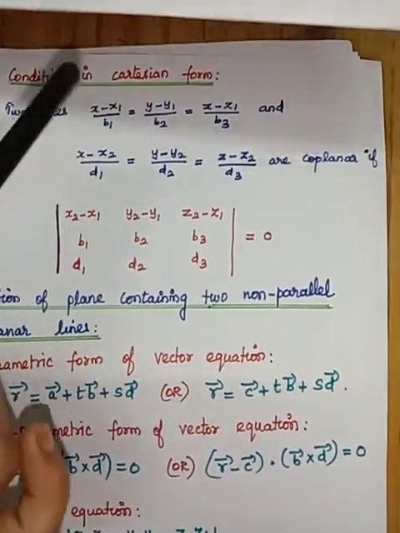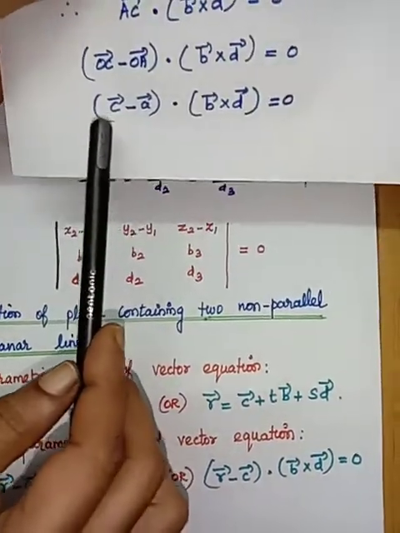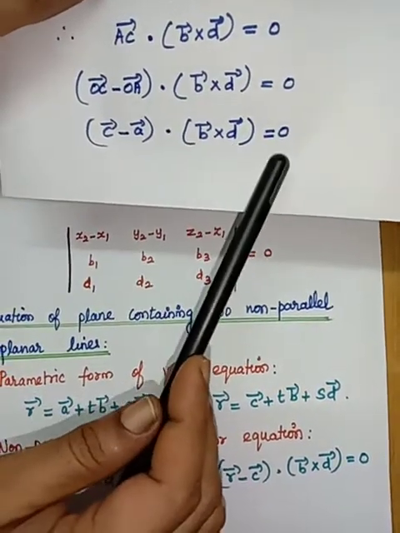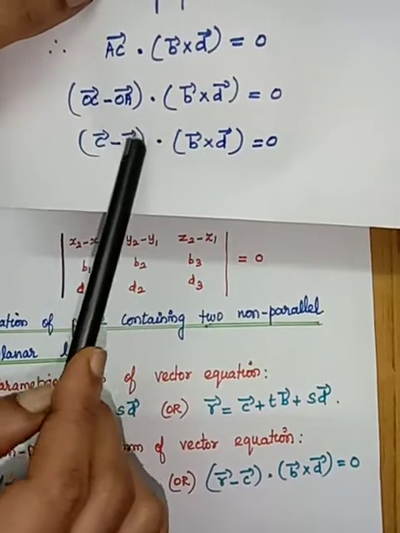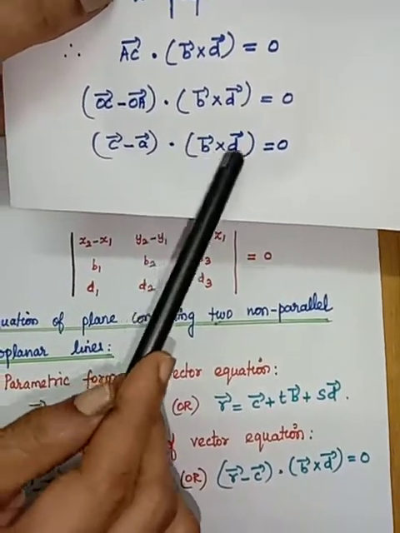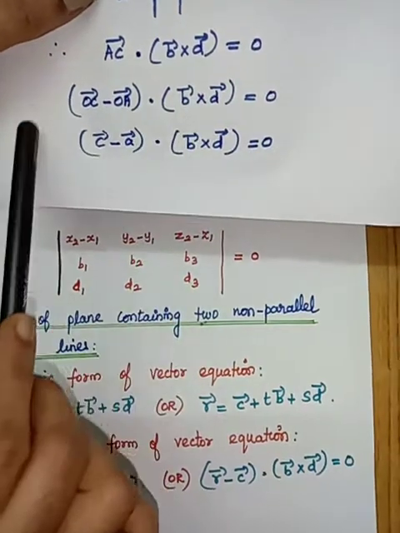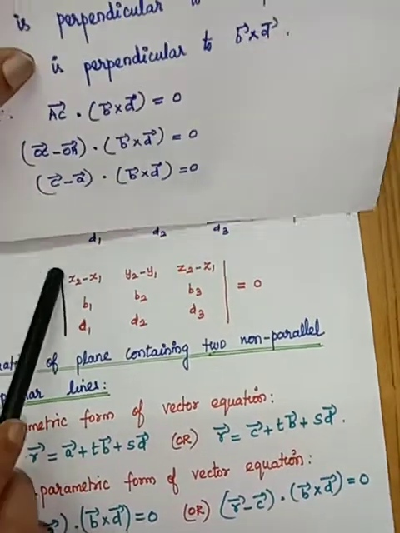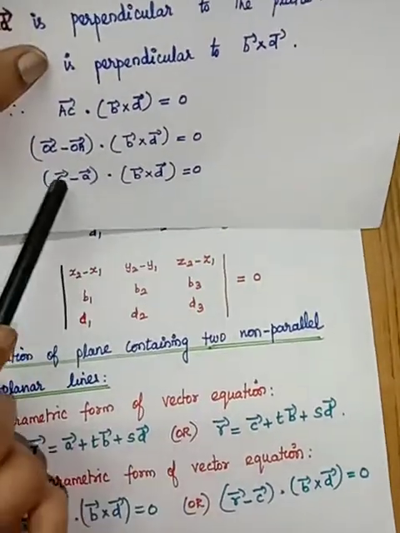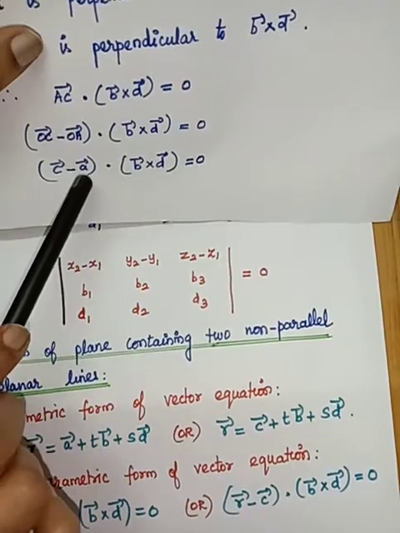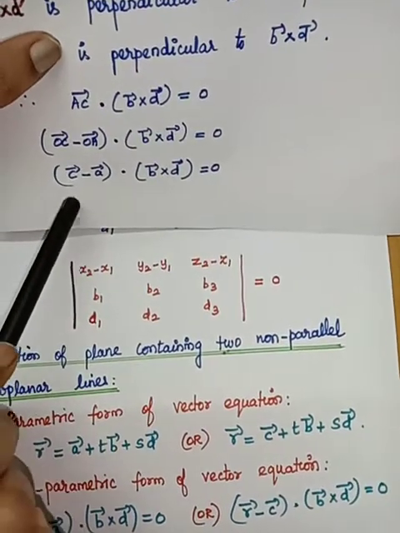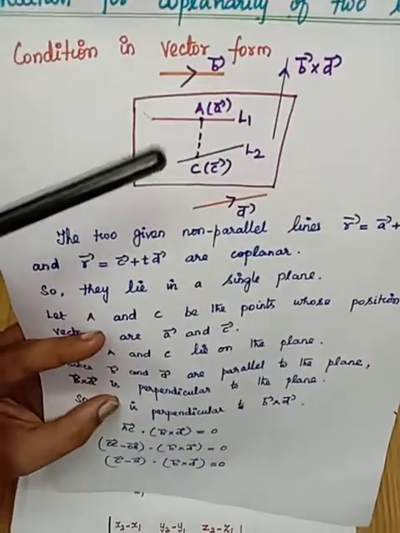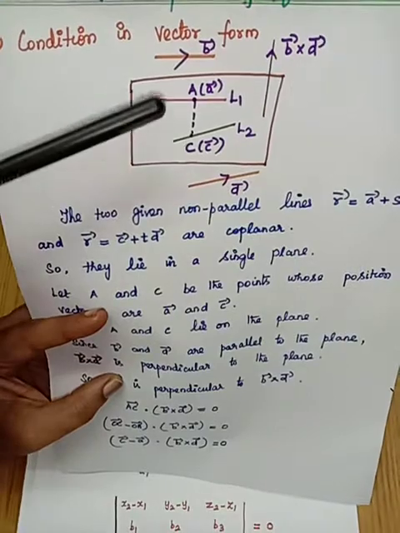You see that here in the vector form what we have written, c vector minus a vector dot b vector cross d vector is equal to 0. So here you are having a dot product, and in between these two vectors you are having a cross product. So it is a scalar triple product. So how to evaluate scalar triple product? It is nothing but the determinant. Okay, so what is the first vector? c vector minus a vector. What are they? They are the position vectors of the passing points of these two lines.